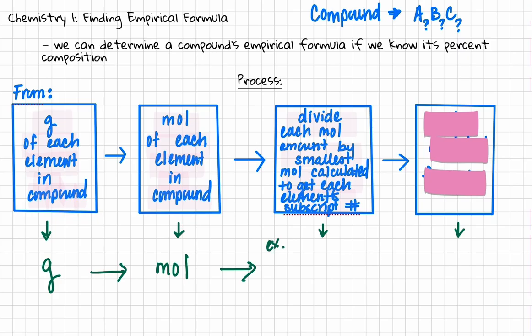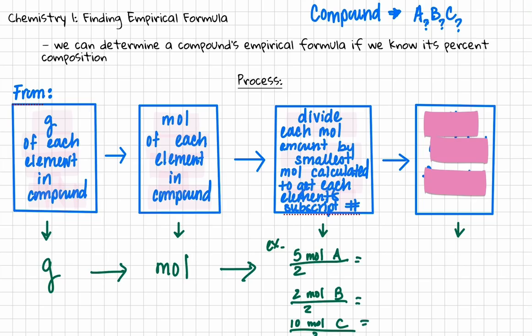I'll put an example. You have 5 mole of A, 2 mole of B, and 10 mole of C. You're going to divide every one of those by the smallest mole, which is 2. 2 is the smallest amount that you got. So you're going to divide everything just by 2. And then find the answer.